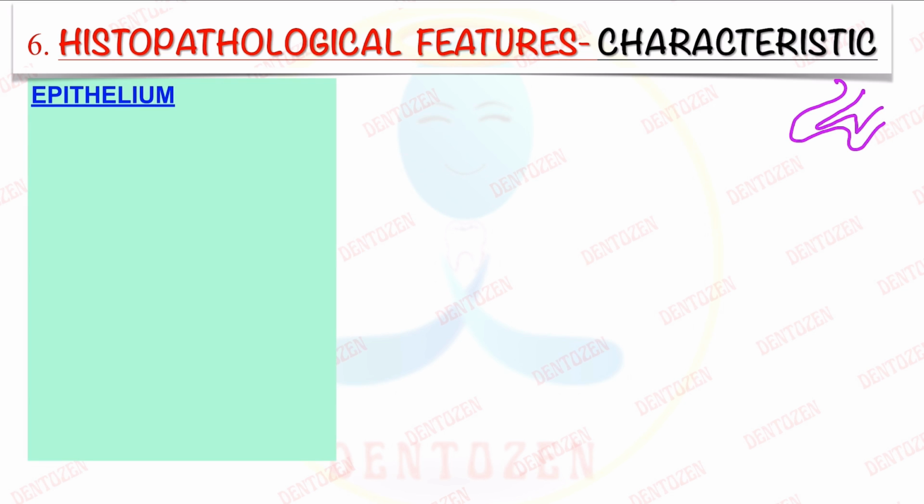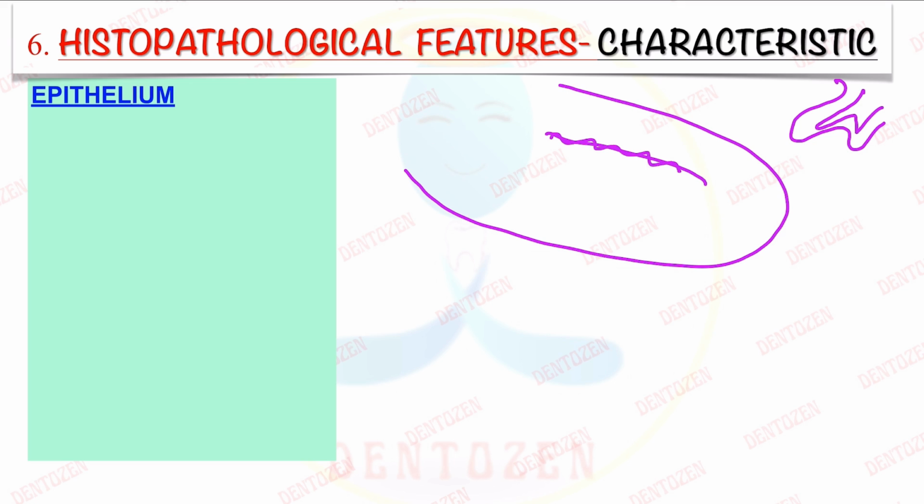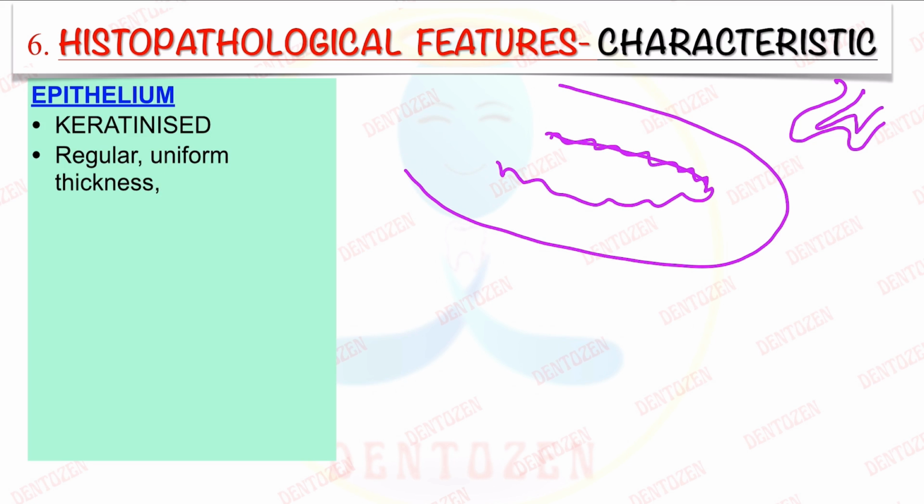So the characteristic histopath findings about the epithelium and the connective tissue of this cyst are: the epithelium is keratinized. We see a lot of keratin over its surface and it is of regular or uniform thickness. That means the number of layers throughout the epithelium is the same. That is, we cannot draw it like this, we cannot show different numbers of layers in different parts of the lining.